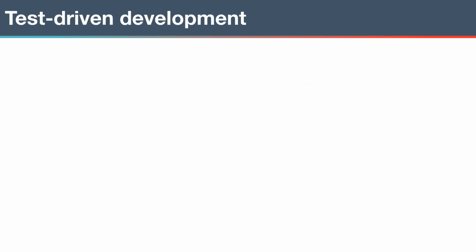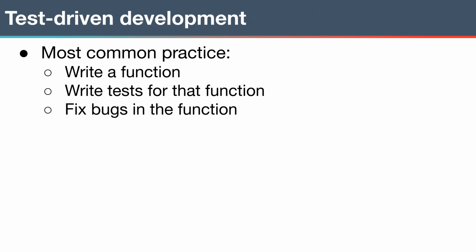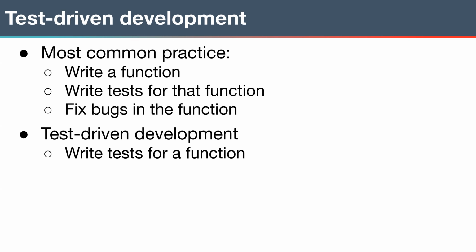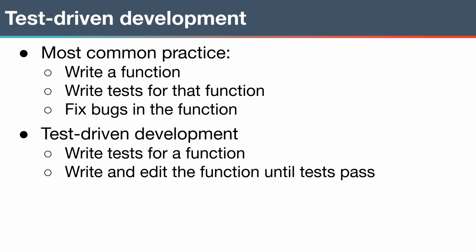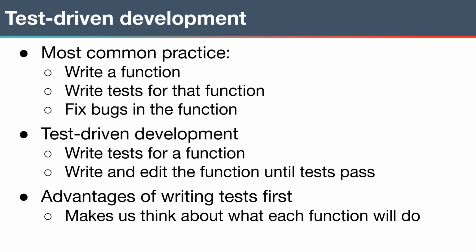Another practice that is underappreciated in science is test-driven development. The most common practice, what we usually do in science, is to write a function and then write tests for that function and then fix the bugs in that function. In test-driven development, the alternative is to write tests for a function first, then write and edit the function until the tests pass. And this has a couple of advantages: it makes us think ahead of time of what each function will do. And also, it often ends up saving us time.